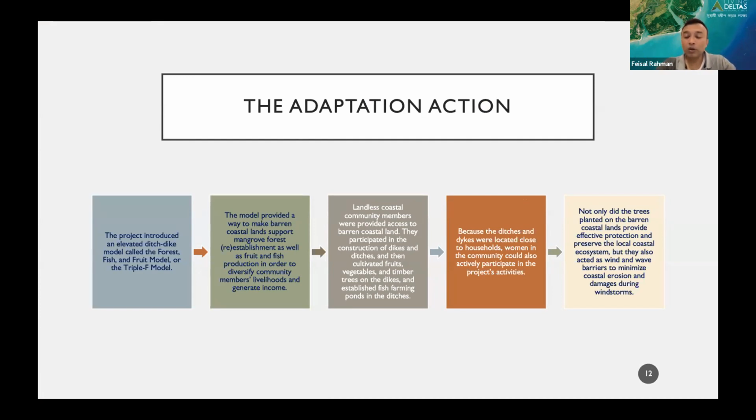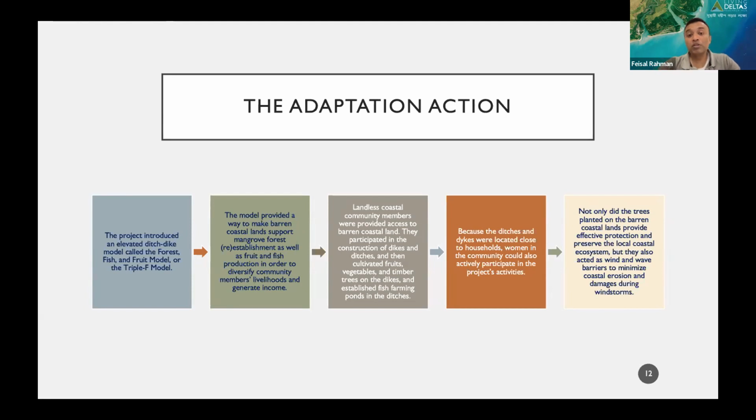The model provided a way to utilize barren coastal lands through the establishment of mangrove forest, plant fruit trees on the sides of the dikes, and farm fish in the ditches that were constructed. These would then allow communities to sell the fruits from the fruit trees and the fish from the farms, and generate livelihoods and income for the communities.